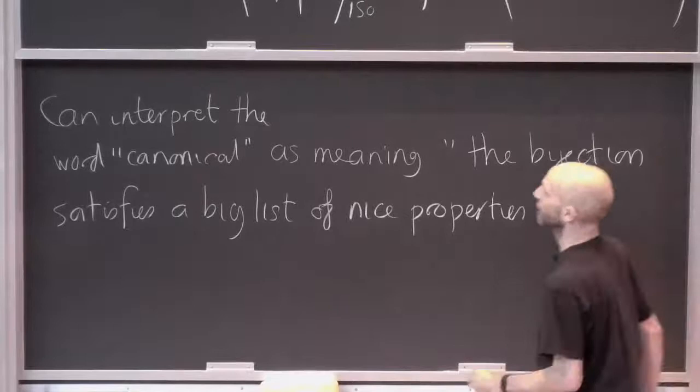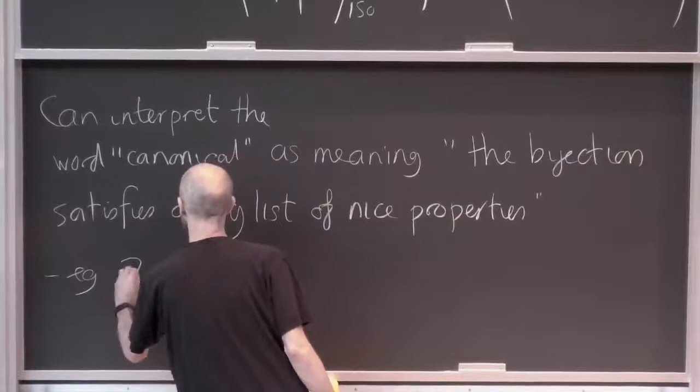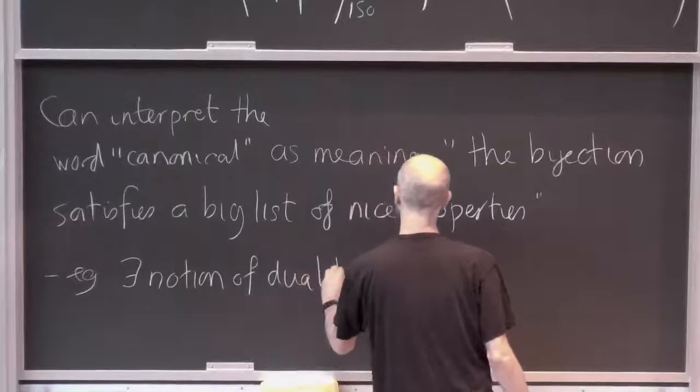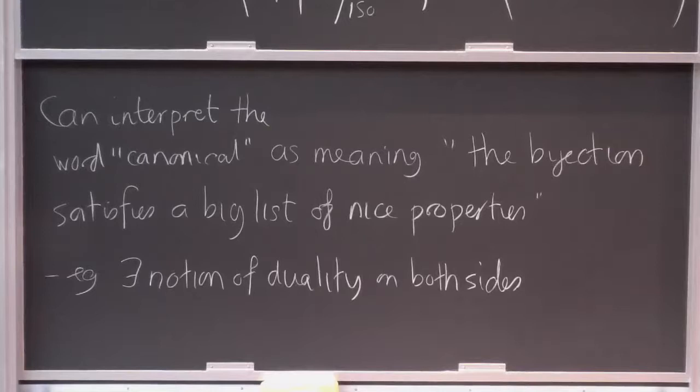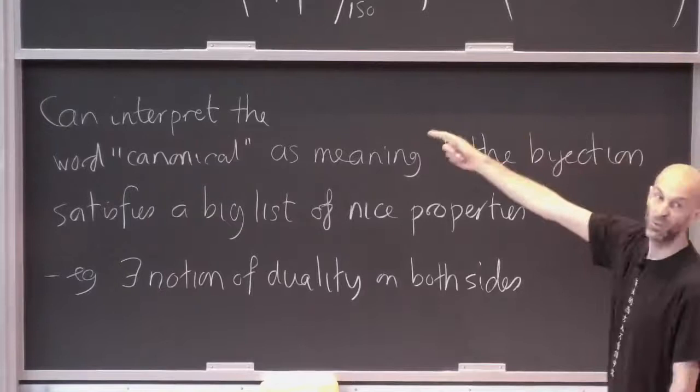For example, here's a rather trivial example: there's a notion of duality on both sides. When you see representation theory, you have a representation of a group, and the group is acting on the left. You could take the dual of the vector space, then the group would act on the right. But then you could take inversion on the group, so the group would act on the left again. And now you've got another representation, and it's typically different. The trace of g on the new one is the trace of g inverse on the old one. So there's some duality here, and there's some duality here. You want to make sure that if rho gets matched up with pi, then the dual of rho gets matched up with the dual of pi. That's an example of this big list of nice properties.